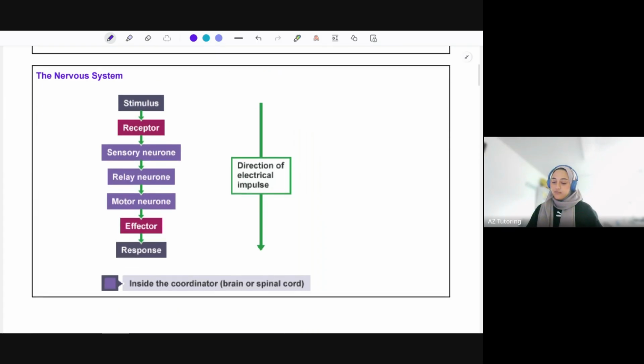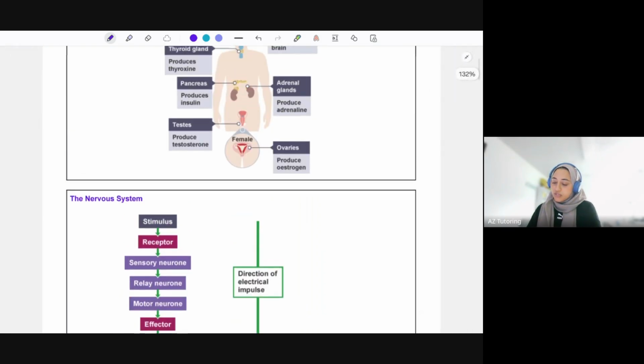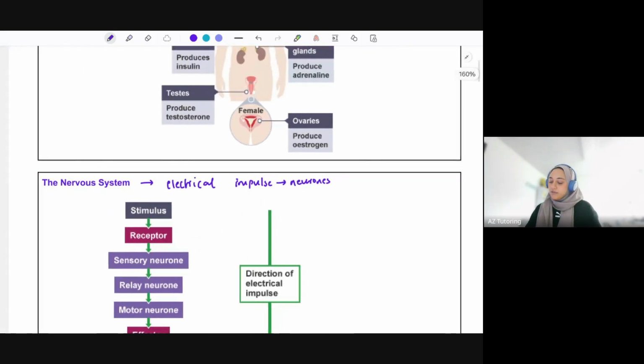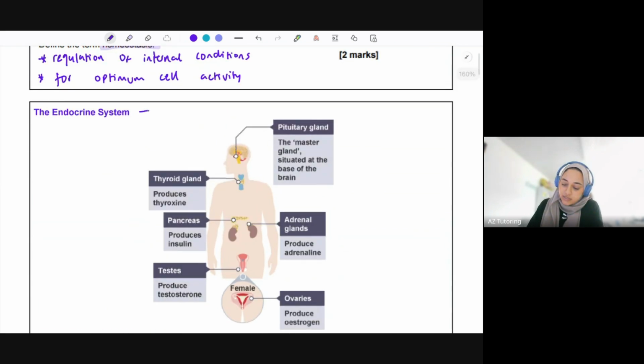Let's go through the nervous system first. Make sure you know the differences between each as well. The nervous system works with electrical impulses, and try not to use the word nerves. Try to use the word neurons instead. Neurons really are just nerves, to be fair. And then the endocrine system works with glands secreting hormones. And hormones are just chemical messengers.